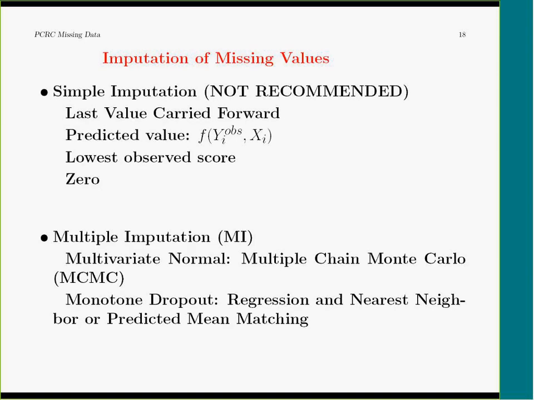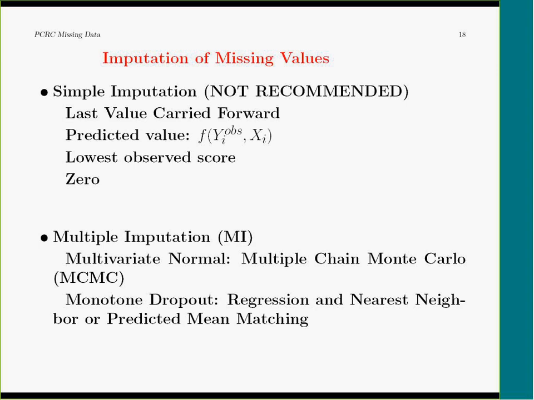So in the missing values, simple imputation is just definitely not recommended. It has multiple problems, including underestimation of the variance, and so the test statistics are all wrong. There are some that are still used, but they're becoming much less commonly presented.